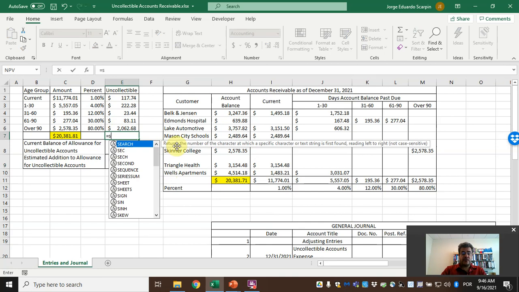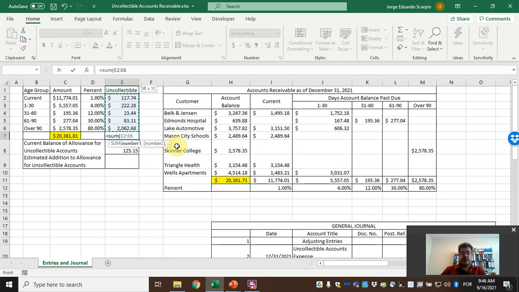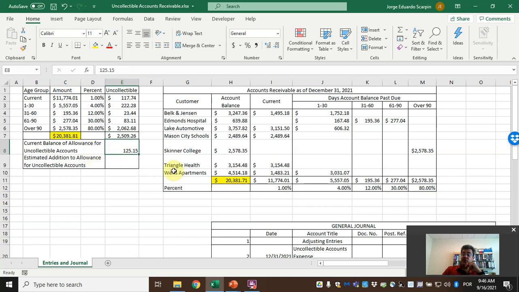And now the total of uncollectible accounts, 2,509. However, this is not the expense. This is the ending balance of our allowance for uncollectible accounts. So if our beginning balance is 125, we need an additional, so ending balance less beginning balance, of $2,384.11.